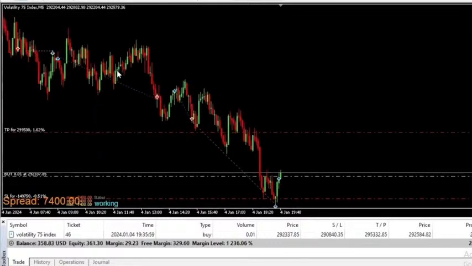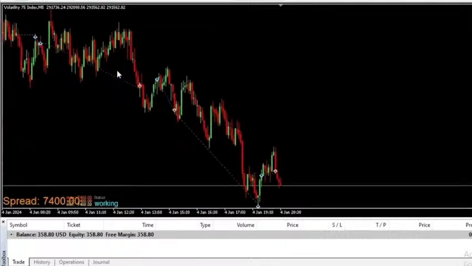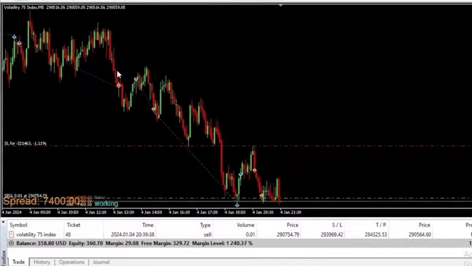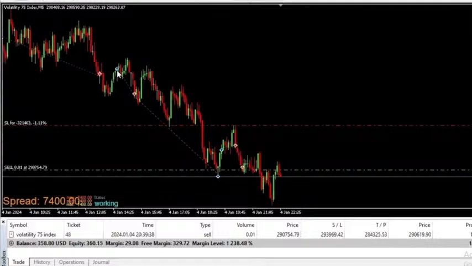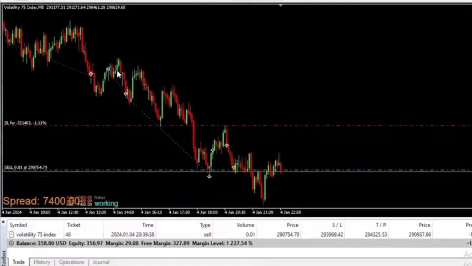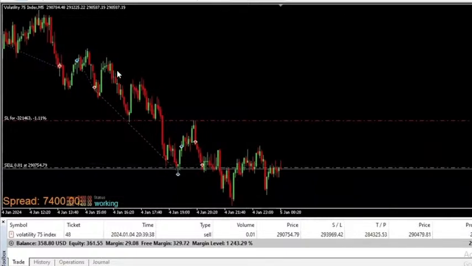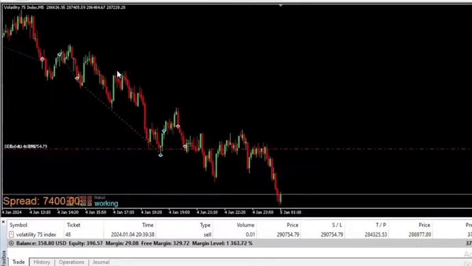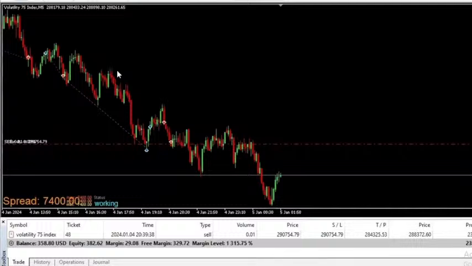Okay, we hit our TP, so we have 358. Let's see how it goes. So guys, this is to show you how good the system is and how well it works. We took our time to build this. Everything here is also adjustable according to your preference, your choice and your account size. Okay, so this one is at break even, and it's going our way.